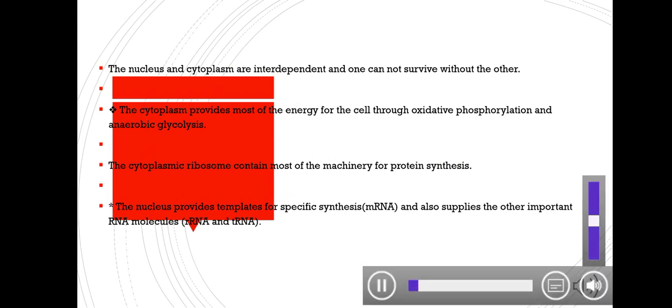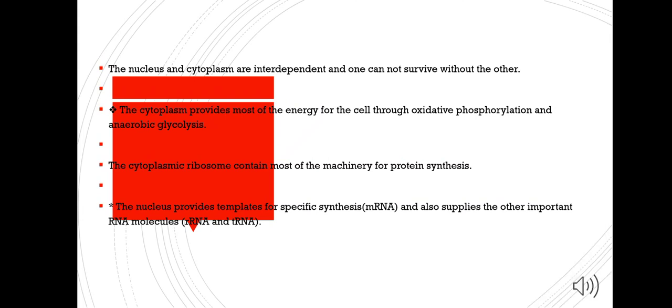The nucleus and cytoplasm are interdependent and one cannot survive without the other. The cytoplasm provides most of the energy for the cell through oxidative phosphorylation and anaerobic glycolysis. The cytoplasmic ribosomes contain most of the machinery for protein synthesis. The nucleus provides templates for specific synthesis of mRNA and also supplies the other important RNA molecules like rRNA and tRNA.